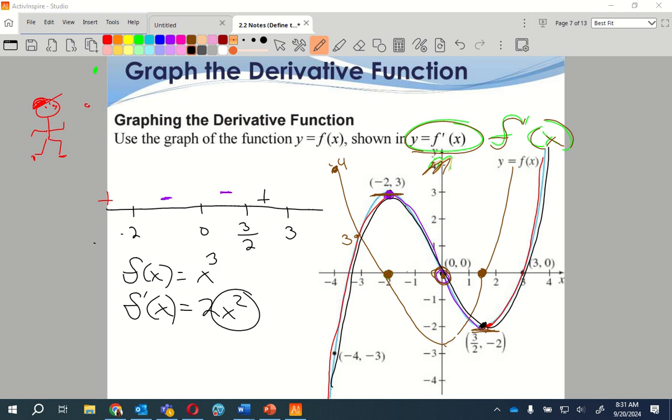Questions, concerns, complaints, conspiracy theories? Yes? You said when you take the derivative, find the derivative for x cubed and it turned into 2x squared. Should be 3x squared. Okay, that was my question.